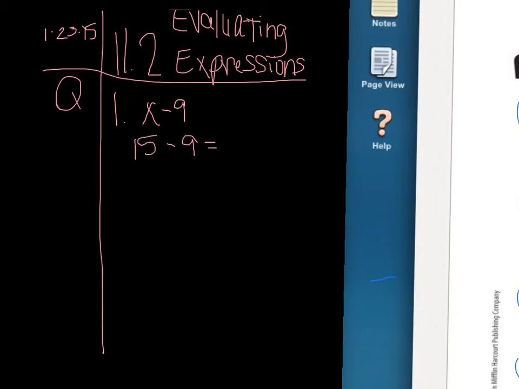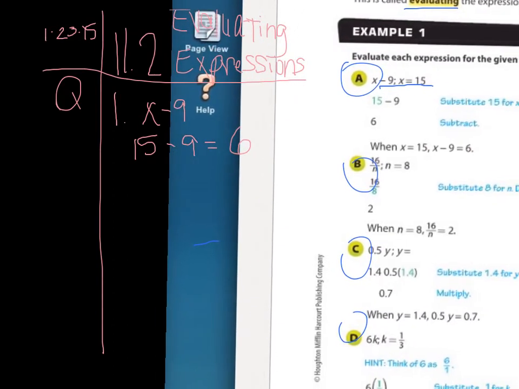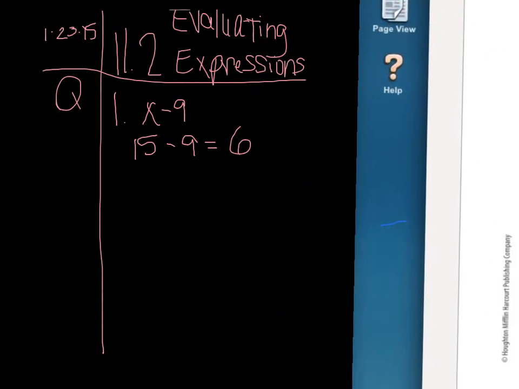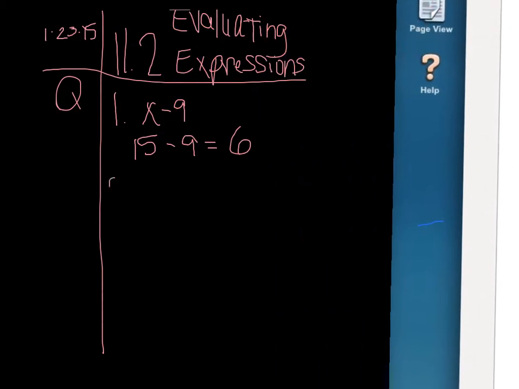What is 15 minus 9? 6. Okay, let's look at number 2, or B. It says 16 divided by n when n equals 8. So in your notes, you're going to write 16 divided by n, and then the problem is 16 divided by 8, since they told you that n equals 8 this time. What is 16 divided by 8? 2.